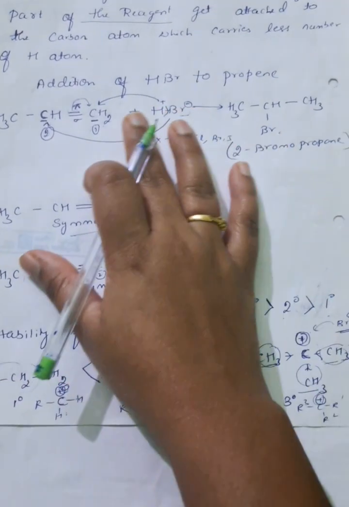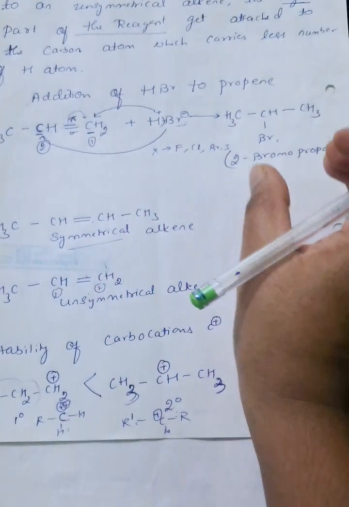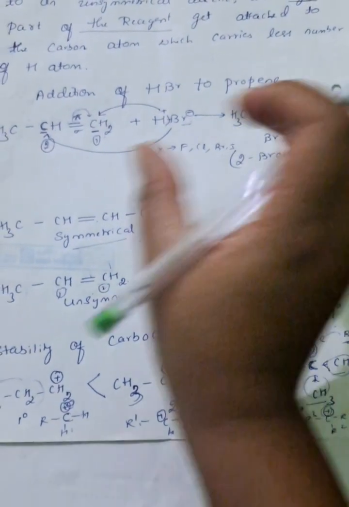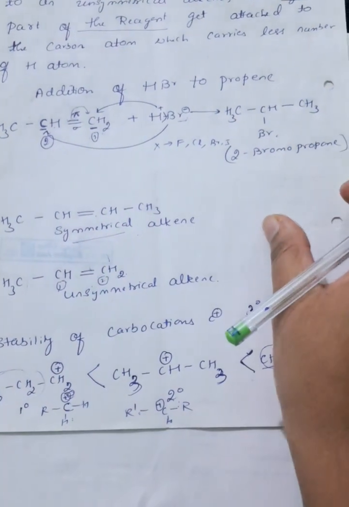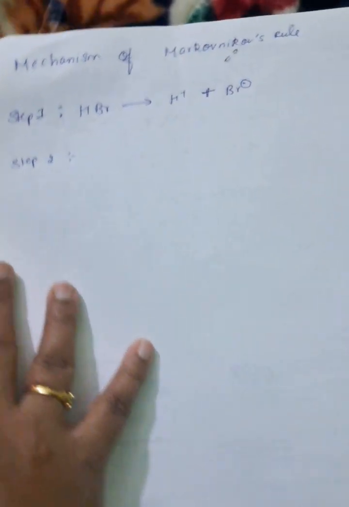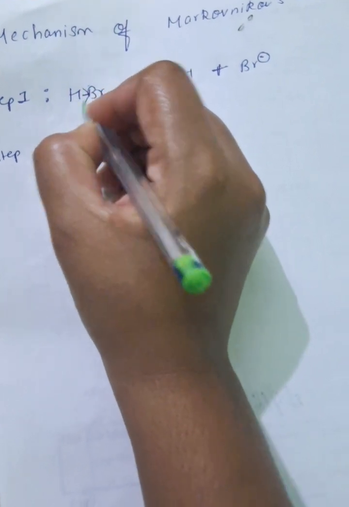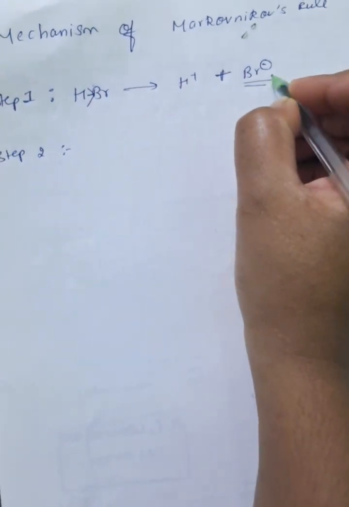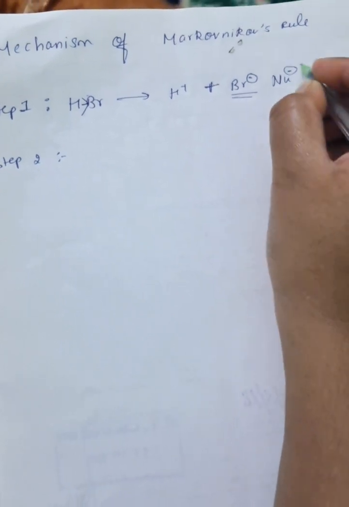Now we will understand the mechanism. How is this 2-bromopropane obtained from propene? Let's see the mechanism. First of all, hydrogen bromide will split up into hydrogen and bromine, because bromine is more electronegative. It tends to pull the electrons and forms Br minus. And we know that Br minus acts like a nucleophile now.